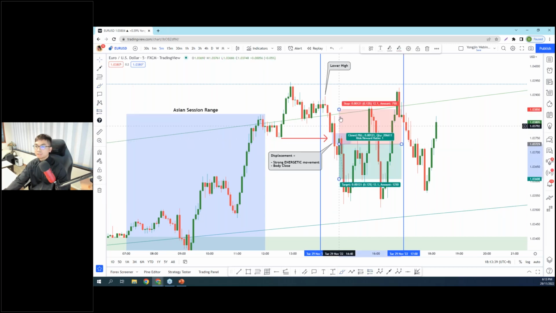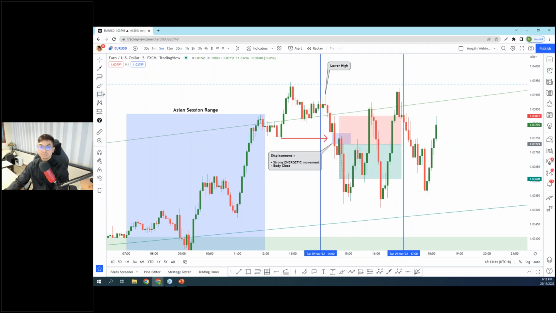Very, very quick one. Stop loss above. Why did I set my stop loss there? Because this area has already been mitigated.